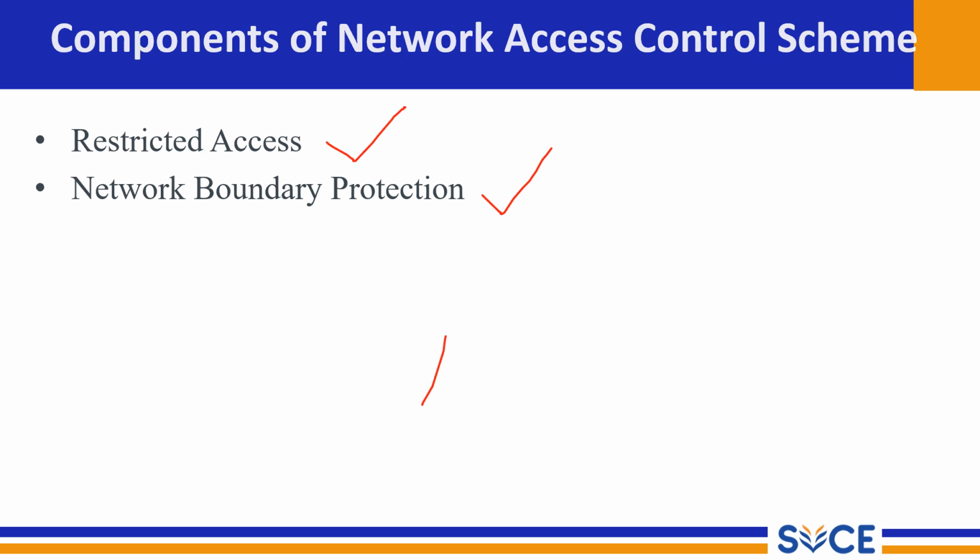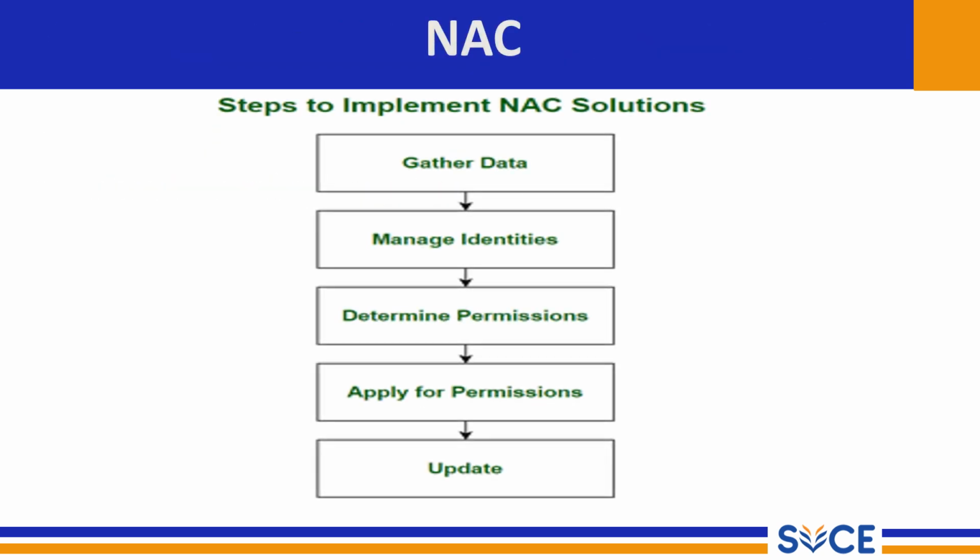Next, we are going to discuss the steps to implement the NAC solution. The steps are: first, gather data; second, manage identities; third, determine the permission; then apply the permission; and then update.